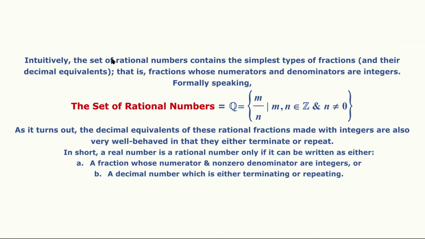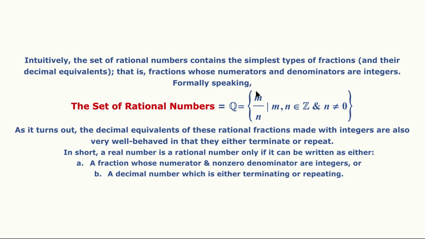Intuitively speaking, the set of rational numbers contains the simplest types of fractions and of course their decimal equivalents. That is, fractions whose numerators and denominators are integers. But if we want to put it formally, we say the set of rational numbers equals Q, which I believe has to do with quotient, basically equals all numbers of the form m over n, right?